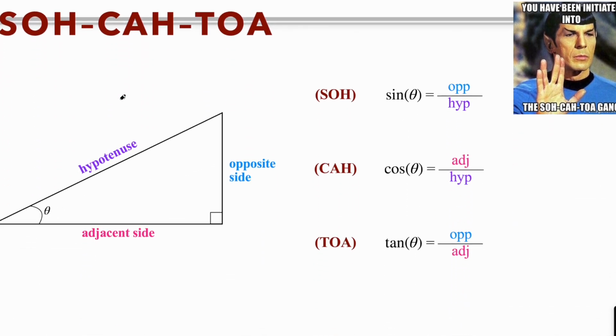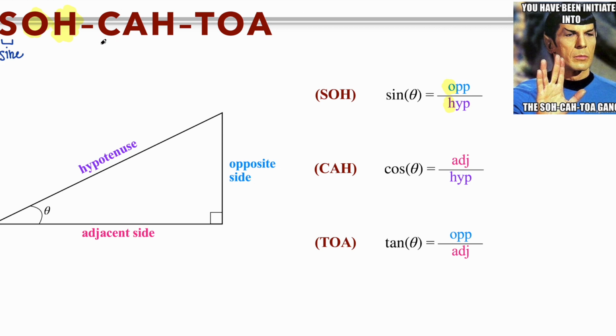Enter Sohcahtoa. This is actually an acronym. The So represents the sine of a function, and that is represented by a ratio of opposite over the hypotenuse, O representing opposite, and H representing hypotenuse. That's why the O and then the H go next to each other.